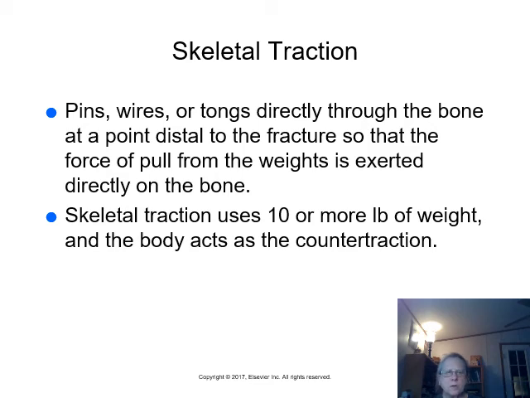Now we're going to move on. The last few slides is traction, skeletal traction and skin traction. They are actually pins and wires, tongs directly through the bone. This is for skeletal because what they're trying to do is align the fracture, the bones together, and then actually help with the muscle spasms and stuff because we're stretching the muscles out to get them to quit cramping all up. So typically this is going to be using more than 10 pounds of weight, and the body is kind of like that counter traction as they try it.